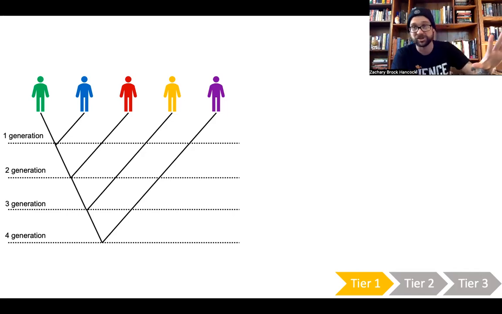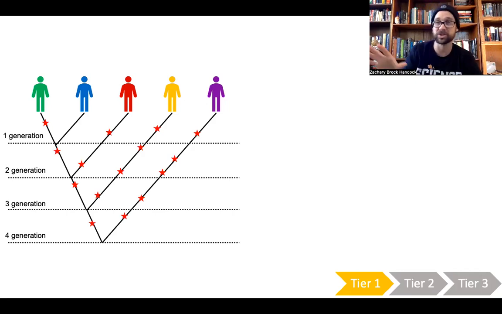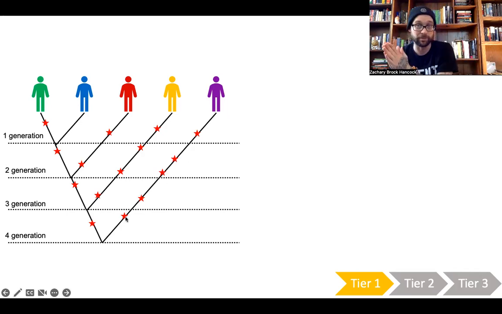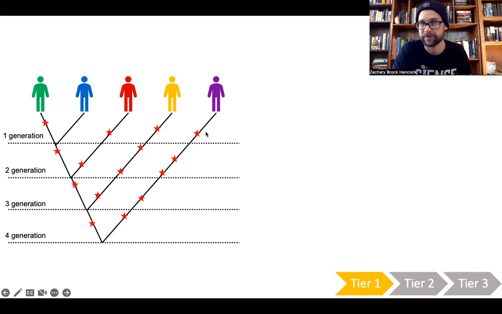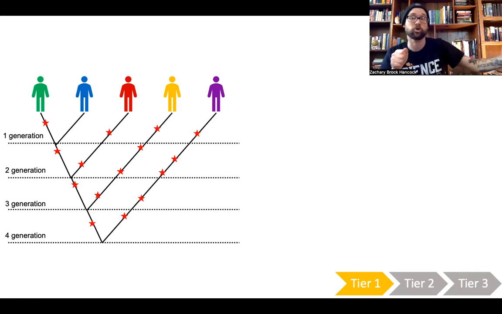So let's put some mutations on this tree. So these red stars represent the mutations. Now, as you can see, since this is the longest branch, it has the most mutations on it. That means that this purple individual has all of these mutations that are unique to them relative to everyone else in the data set. No one else in the data set has these mutations, okay? Everyone else in the data set has some mutations that are shared across them.